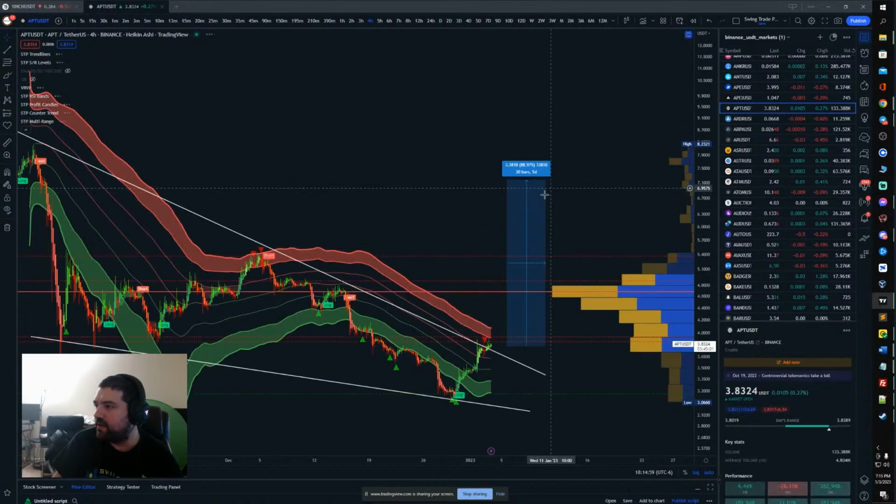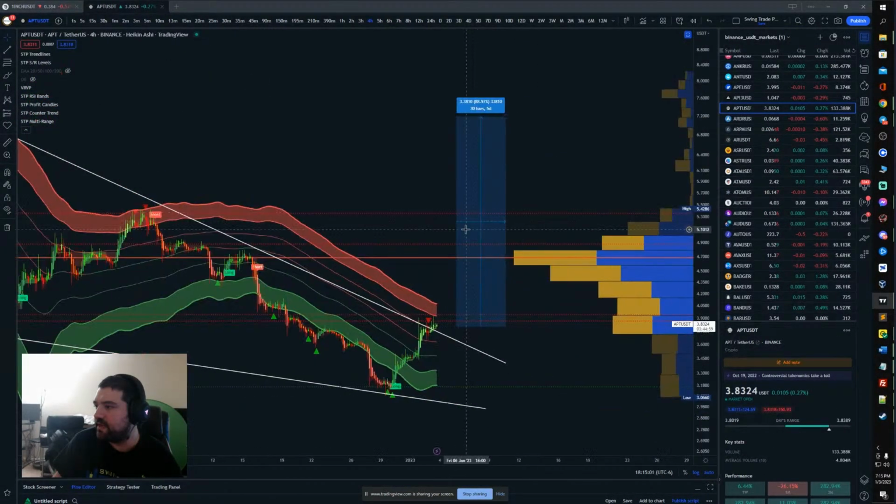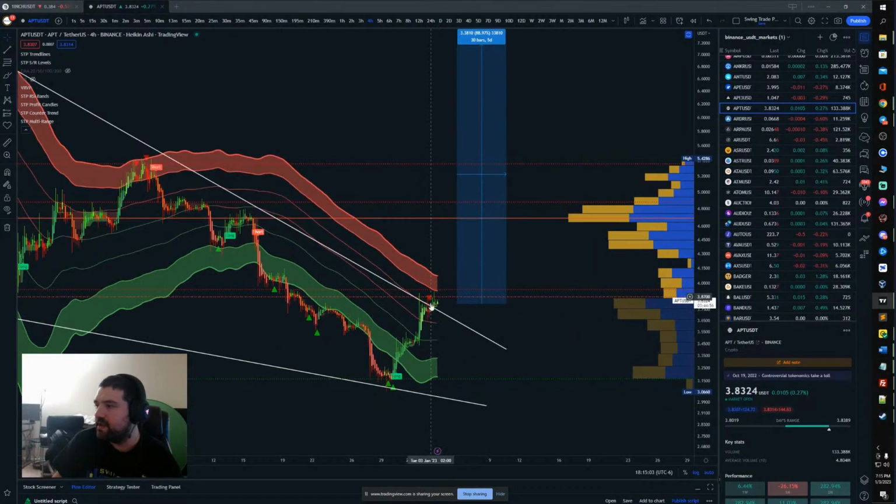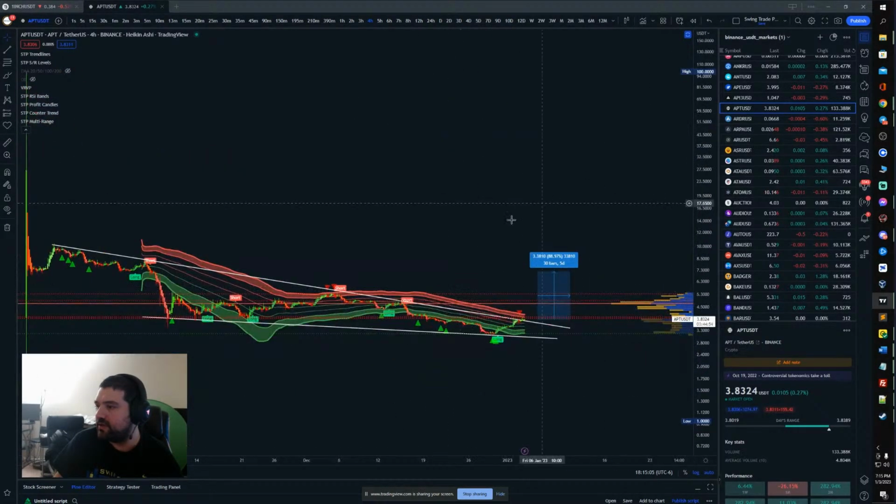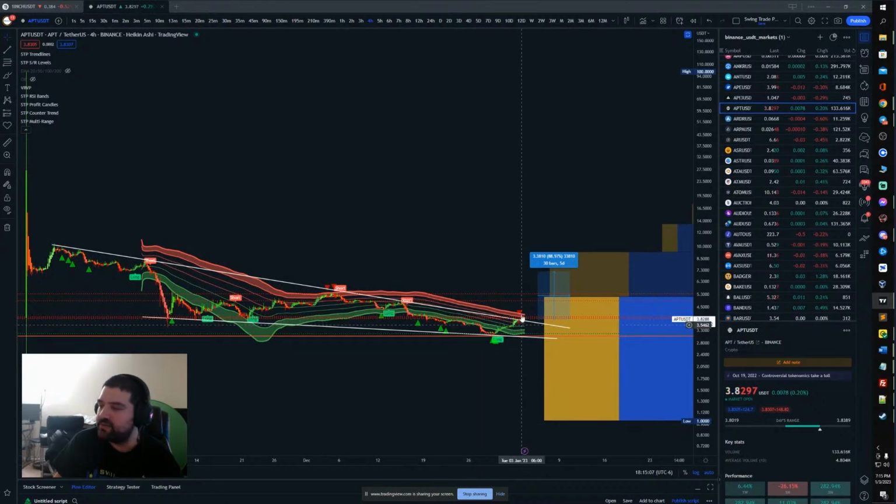So there was a coin that I called out. It was Aptos, and it just started to break out. Okay, it just started to break this structure here. We are going into resistance right now. I would not recommend buying it right now.